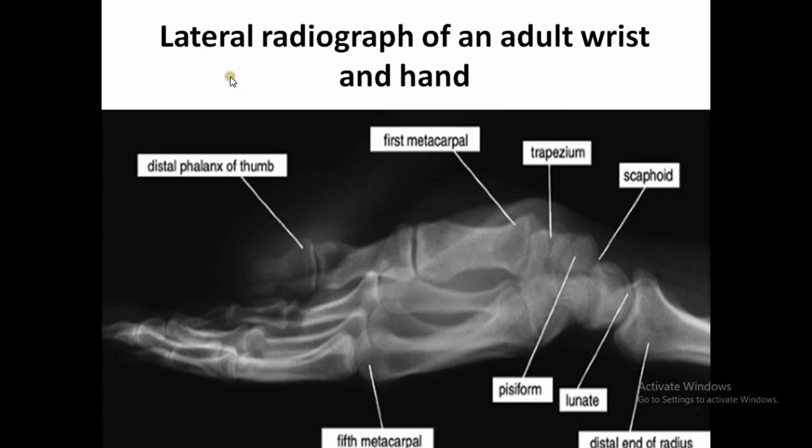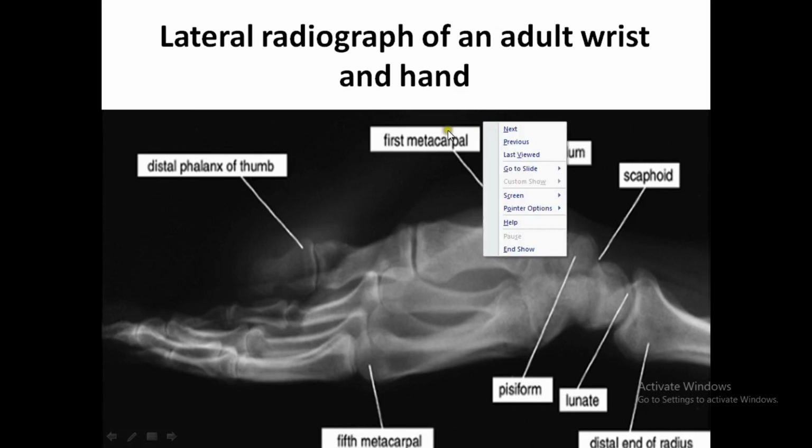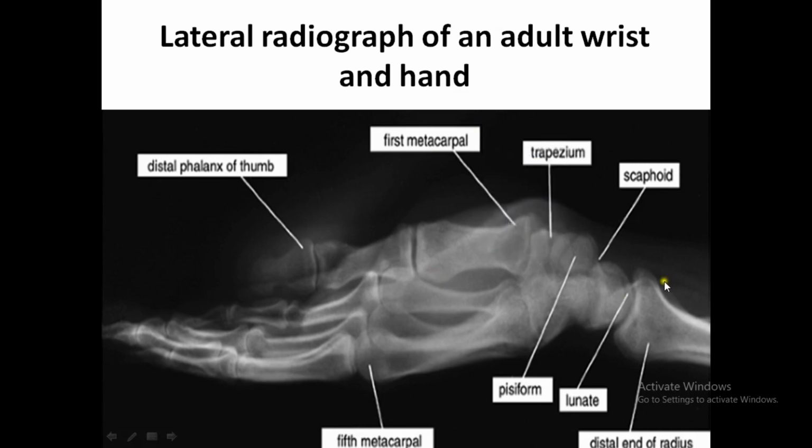This is the lateral radiograph of an adult wrist and hand. In this, you could see the distal end of the radius, the scaphoid, lunate, pisiform, trapezium, fifth metacarpal, the distal phalanx of thumb, and the fifth metacarpal.